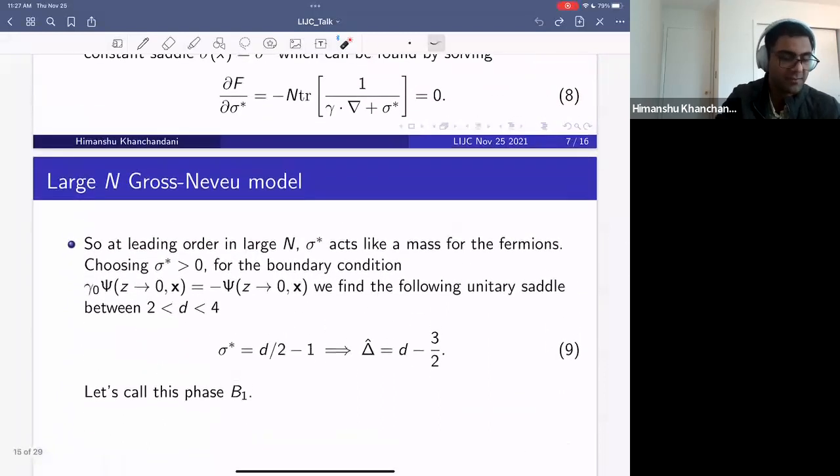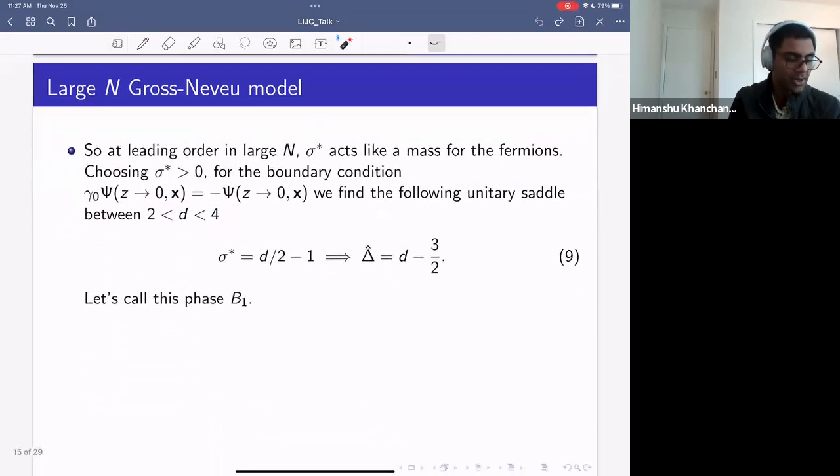But to compute this trace, I need to tell you what boundary condition to impose. As I said before, for a massive fermion, there are 2 boundary conditions that one can impose. If you impose the minus boundary condition, then you compute the trace and calculate the saddle point, and you find that the saddle point value is sigma star equals d/2 minus 1, which gives you the boundary dimension to be d minus 3 over 2. I'm going to call this phase B1.